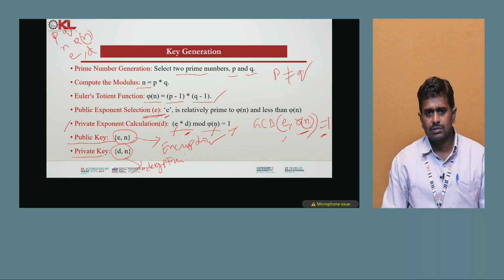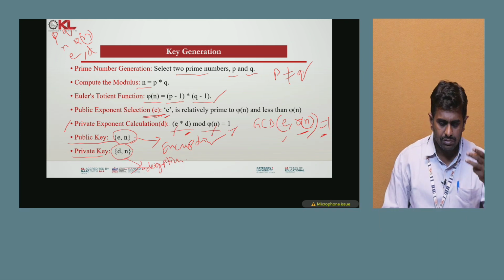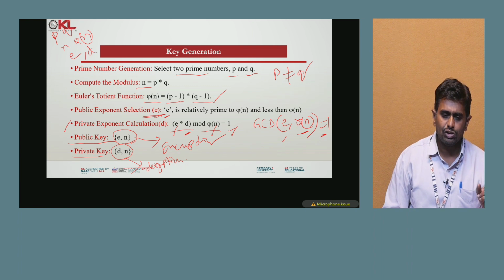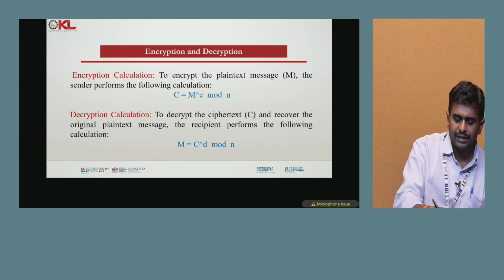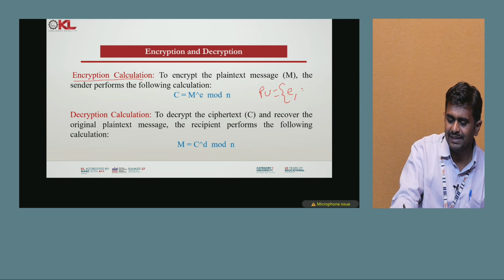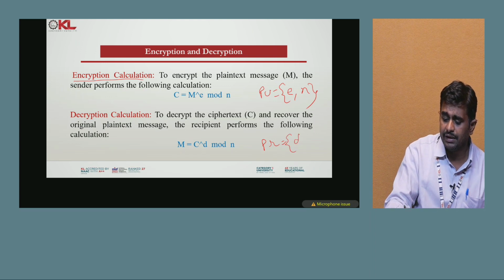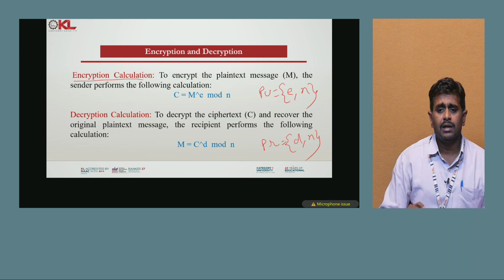So this is the first step out of 3 steps. The first step is key generation, then encryption, then decryption. Now we will discuss, after finding these two keys, the public key and the private key, encryption and decryption. In the encryption process we use the public key, which has 2 values, e comma n. The private key used in the decryption process has the values d comma n.